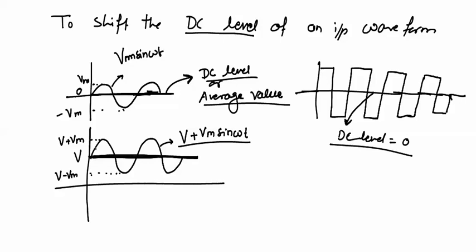So this DC level shift is obtained by the use of a clamper circuit. So this is what a clamper circuit does. A clamper circuit shifts the DC level of any waveform which is applied at the input. Now we'll see a basic clamper circuit.